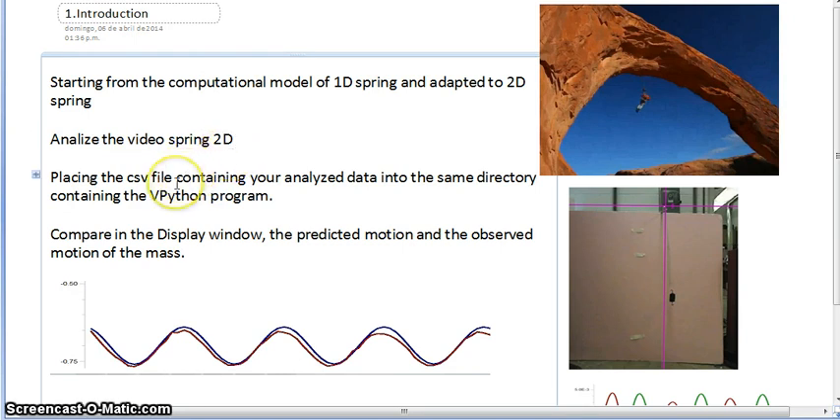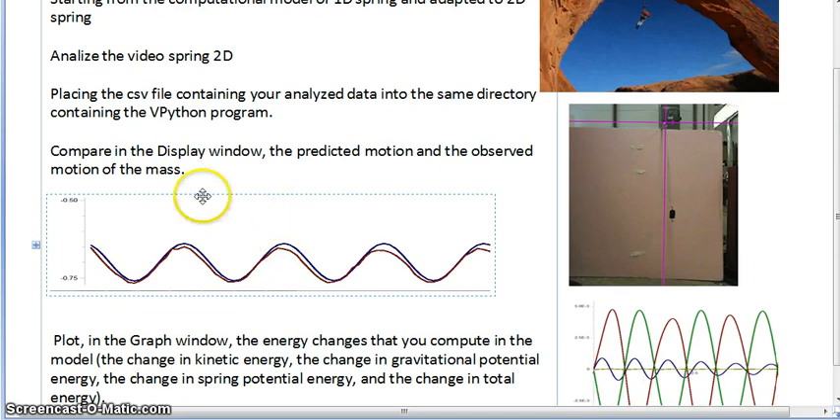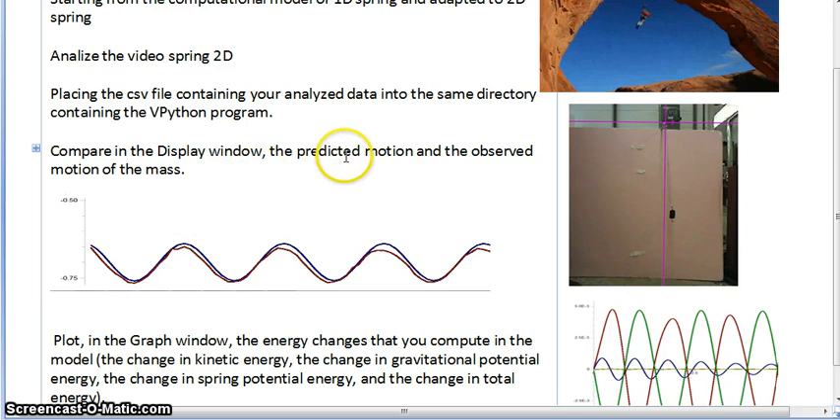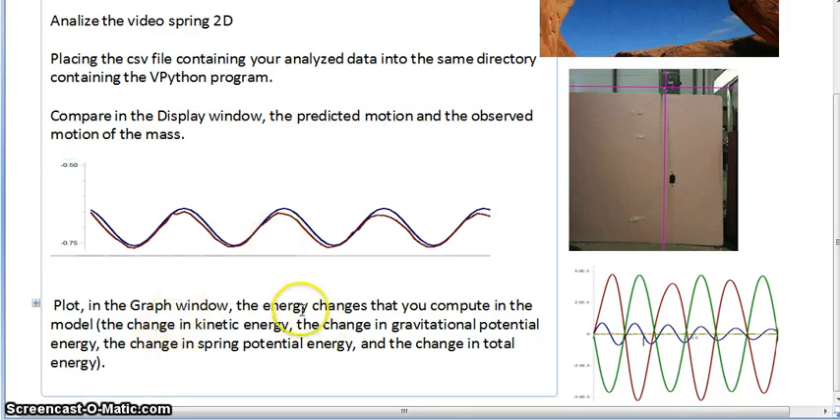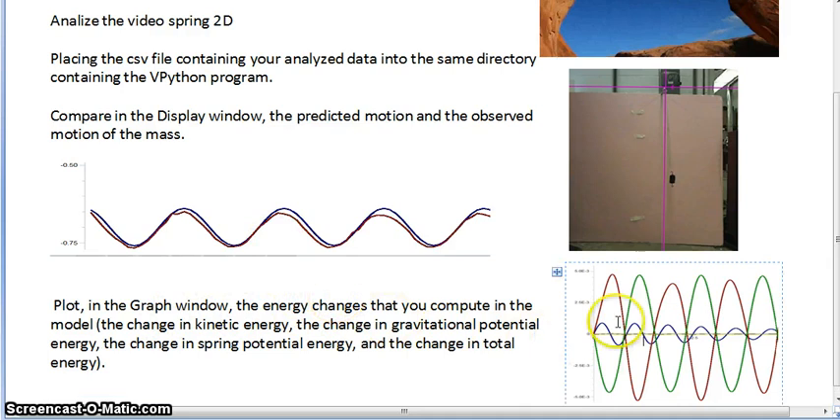We analyzed the video of the spring, we put a CSV file into the program as the text data, and we obtained this result: the predicted motion and the observed motion. Lastly, we plot in the same graph the energy change.